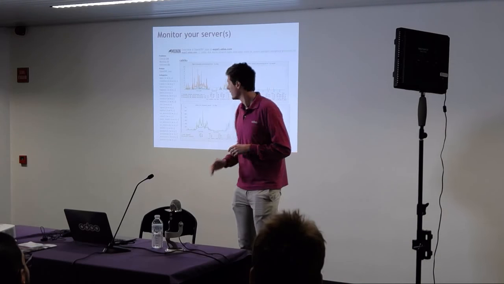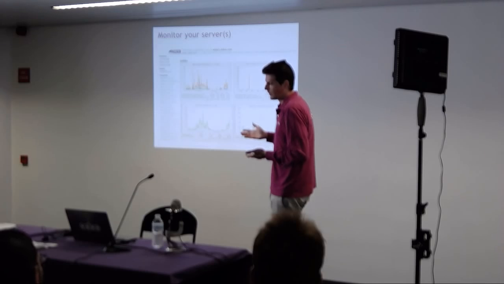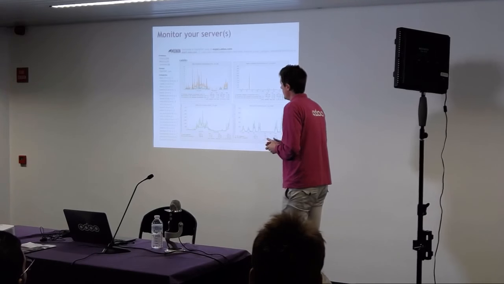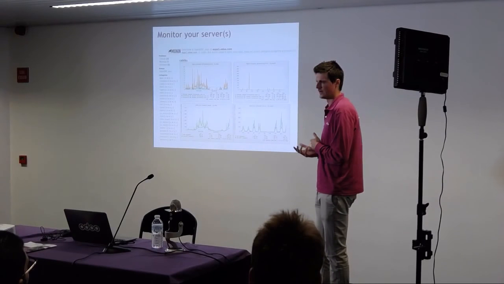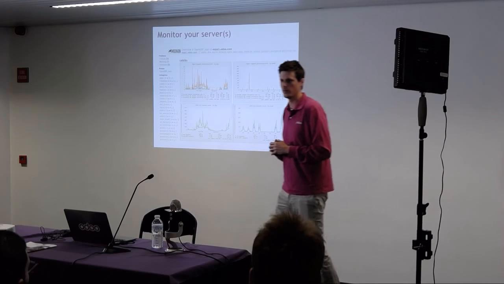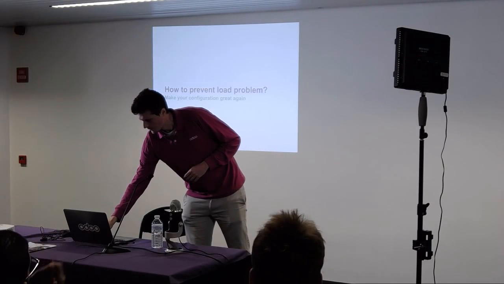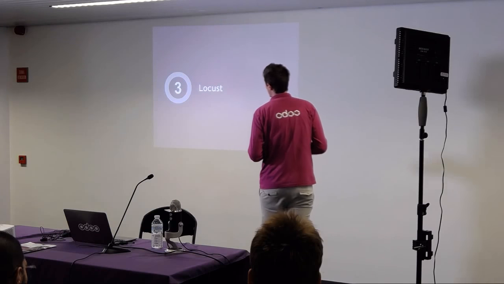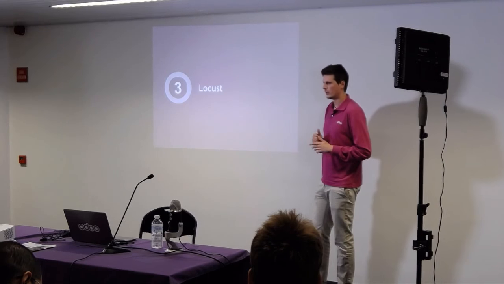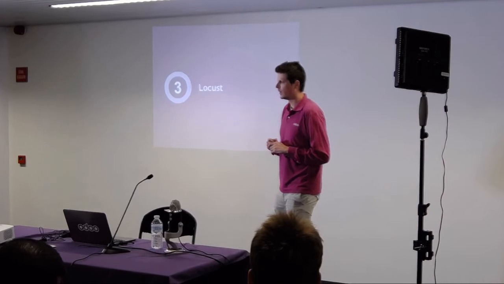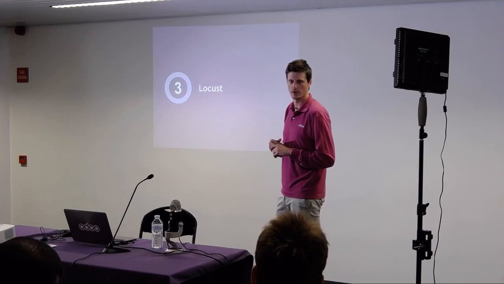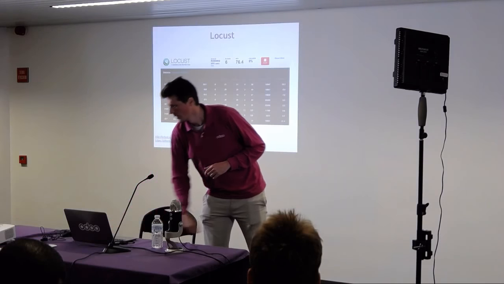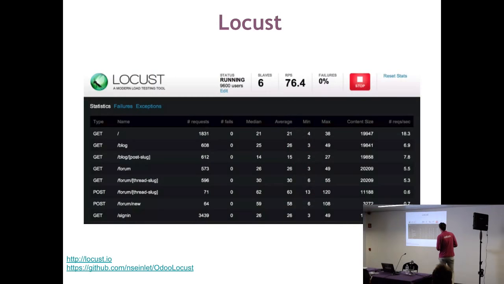The problem here is you can see the problem, but the user has already used the system. So we have to find a way to simulate the user requests before the real users use Odoo. And this is the reason why we use Locust. Locust is an open source tool which allows you to make requests directly in XMLRPC to your Odoo server. Here I just give you the interface of Locust.